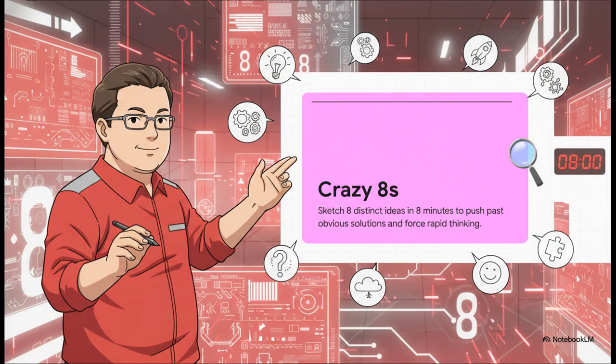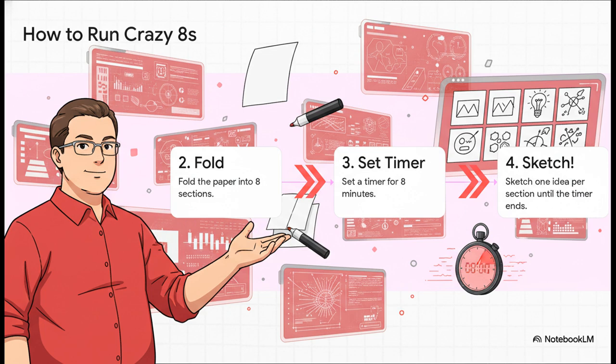And to really feel that divergent phase, here's one of my all-time favorite high-velocity techniques, crazy 8s. 8 ideas, 8 minutes. That time pressure is the secret ingredient. It forces you to just bypass your internal critic and push past the first, most obvious solutions to get to the truly innovative ones. And the mechanics of it are brilliantly simple.